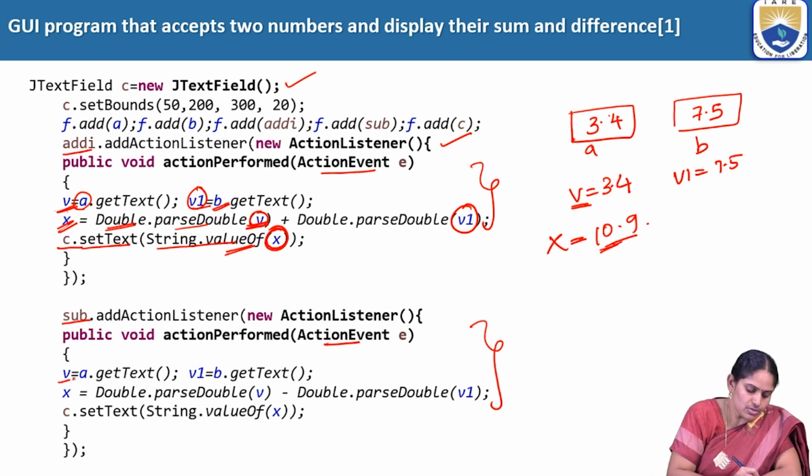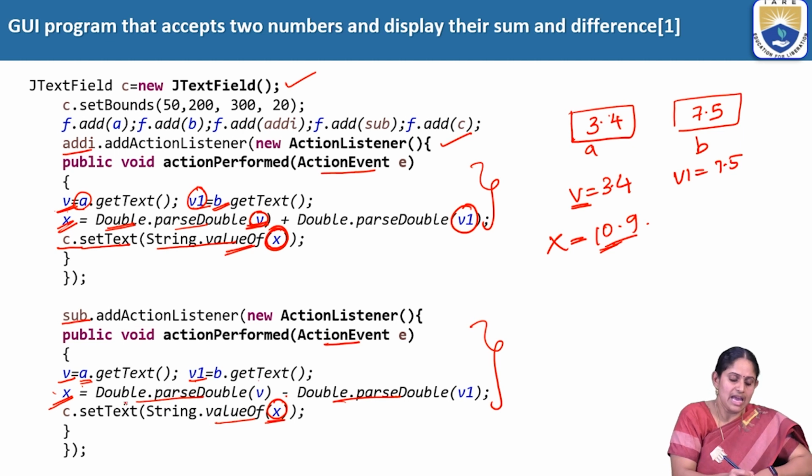In the same way, we are making use of two strings, v and v1, to extract the values of those text fields. v will contain the text inside the text field A, and v1 will contain the text under the text field B. Now, v and v1 are converted into double using the Double.parseDouble method, and those values are subtracted and stored into X. Now, X will contain the result of 3.4 minus 7.5, and that value, which is a double, is converted into string by the valueOf method of the String class.